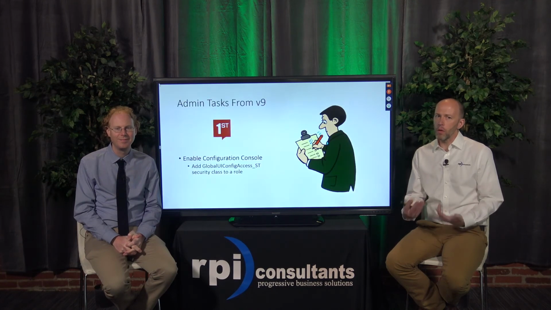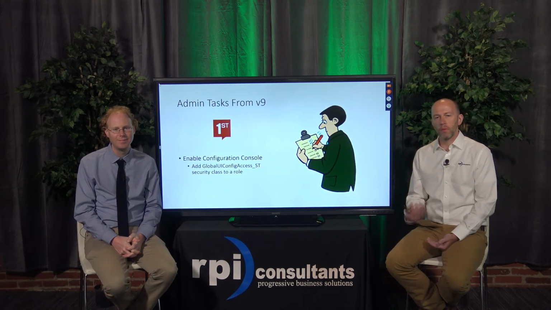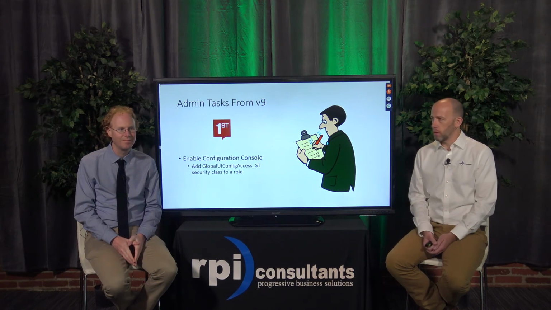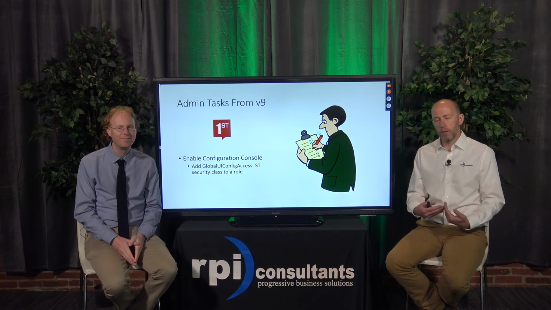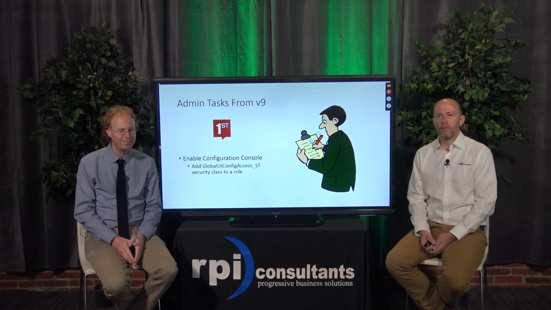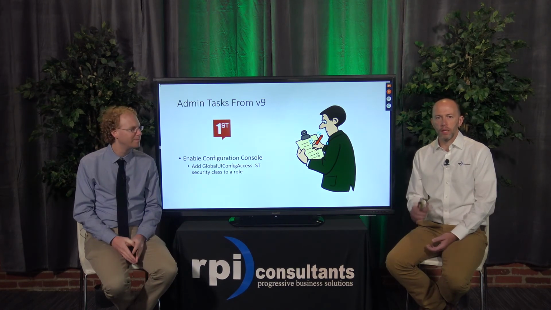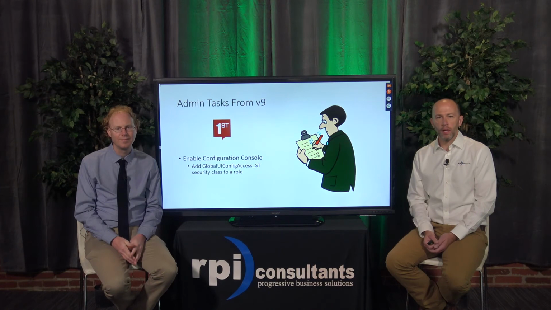First thing though, you have to actually go and enable Configuration Console if you are a standalone S3 IPA instance only. It's delivered and the security is given for Global HR and Contract Management, but if you're just using the IPA instance, you need to go in and add that security class to a role so that you can have access to the Configuration Console.